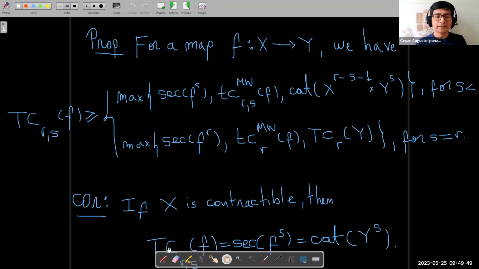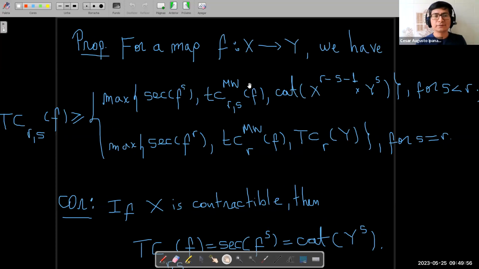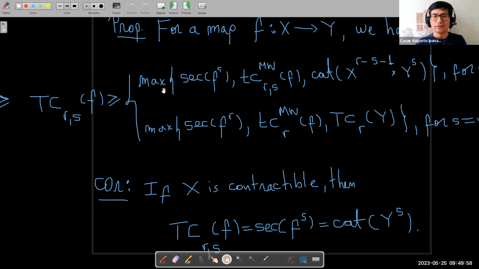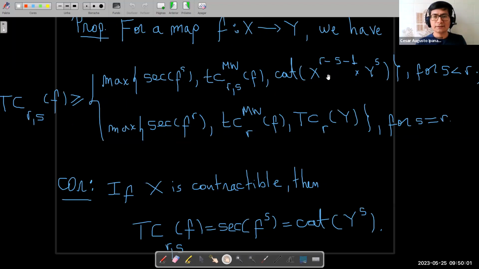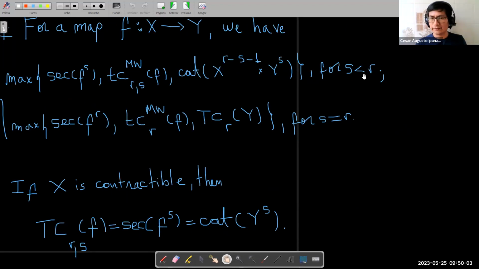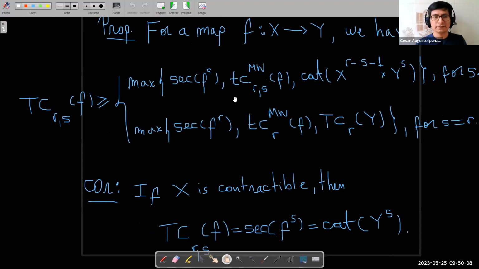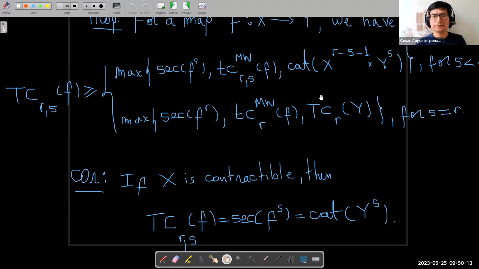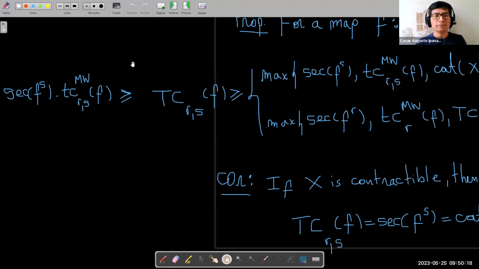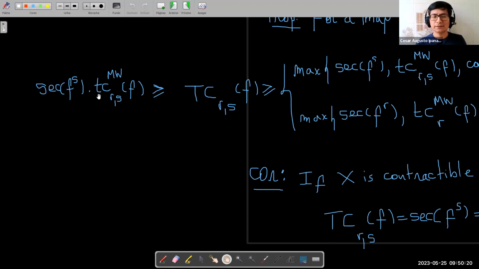And now a general proposition for all invariants is this. For any map f, we have these natural lower bounds: this is for any s less than r, and this is for the case s equal to r. This lower bound is very natural, and an upper bound is this, in terms of the Murillo and Wu hierarchies.